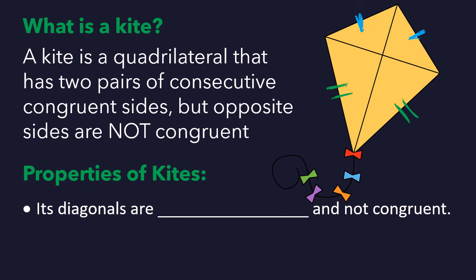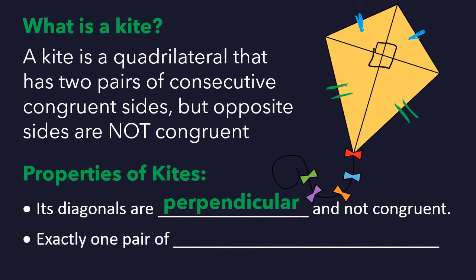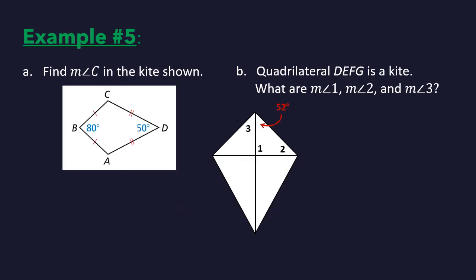So properties of kites. Diagonals are perpendicular, so right here in the center of my kite, I have 4 right angles. And exactly 1 pair of opposite angles are congruent. So in a kite, we have 1 pair of opposite angles that are congruent, but the other pair can absolutely not be congruent. So let's apply those properties of kites.